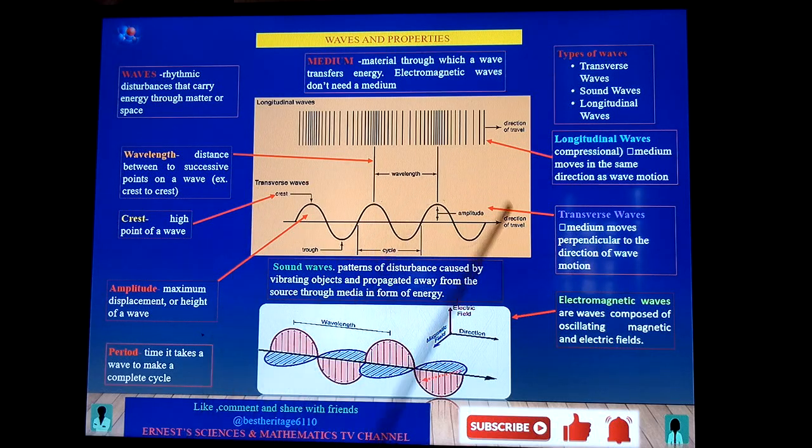Now, for the transverse wave, which we're going to meet in a number of our discussions, in terms of anatomy it consists of different parts. As we had said, a wave can be defined as a rhythmic disturbance that carries energy through matter or space. It moves in a characteristic way, so we define different parts of it. For instance, we have crests, which are the upper parts, and the lower parts are referred to as troughs. The distance between one successive part and another, which we refer to as a cycle, is referred to as a wavelength.